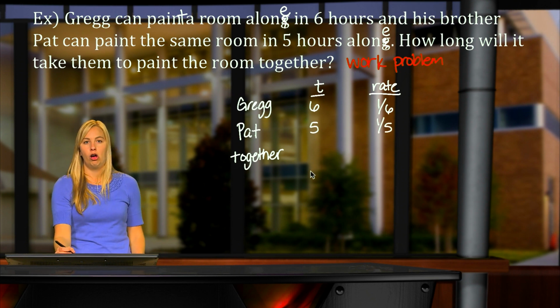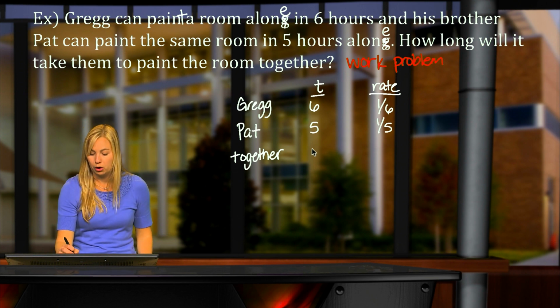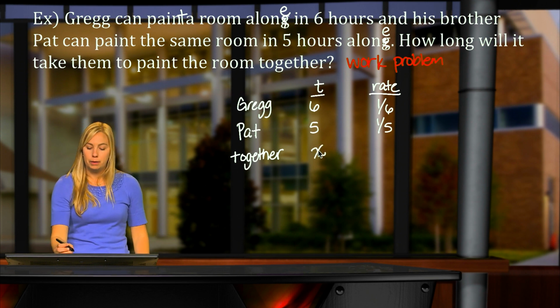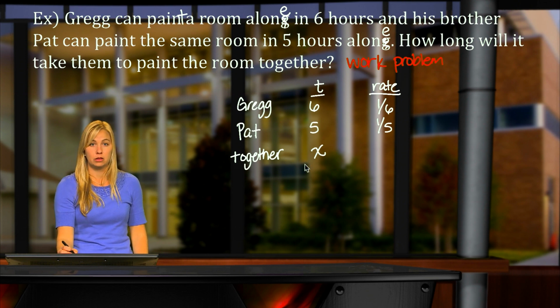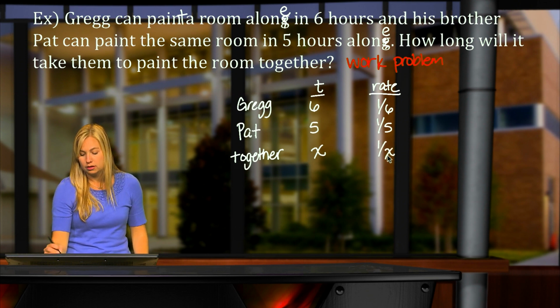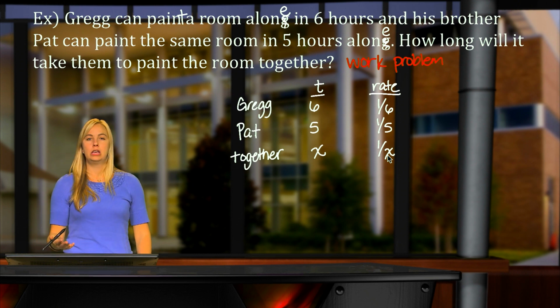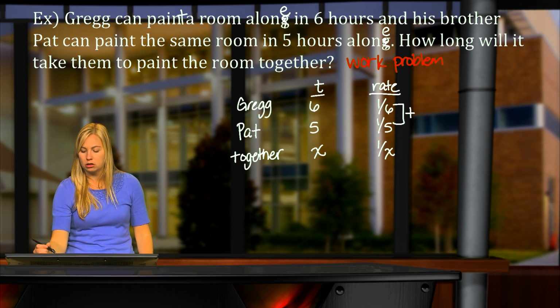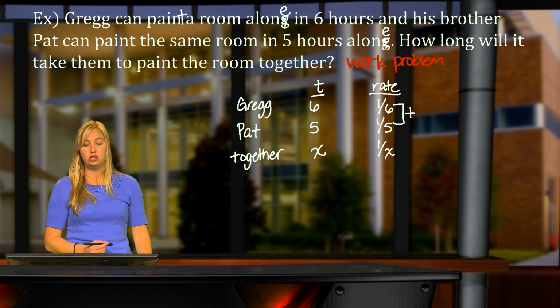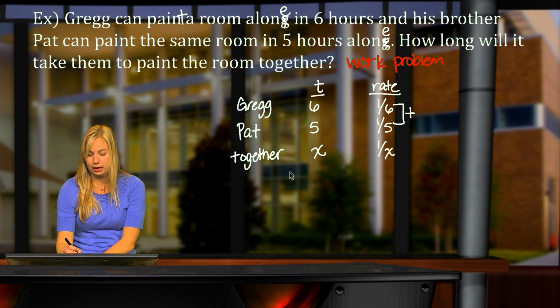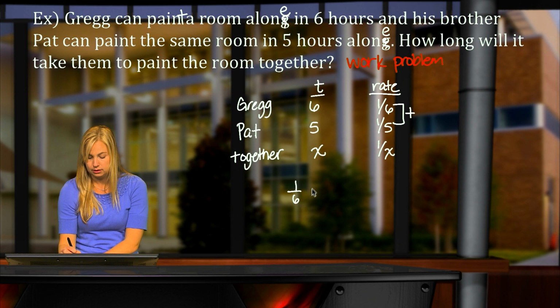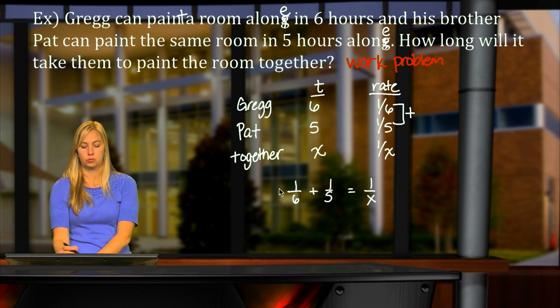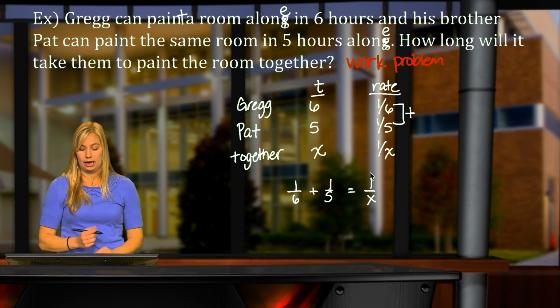Now we don't know how long it takes them to paint the room together. That's what we're solving for, so that will be our variable x. But if it takes them x hours together to paint the room, then that means their rate together is 1 over x. Now we can use this information and the simple thought that the rate of them working together should be the sum of their individual rates. So we set up a rational equation, 1 over 6 plus 1 over 5 equals 1 over x. Again, this is their rate alone. The sum of their rates alone should equal their rate together.